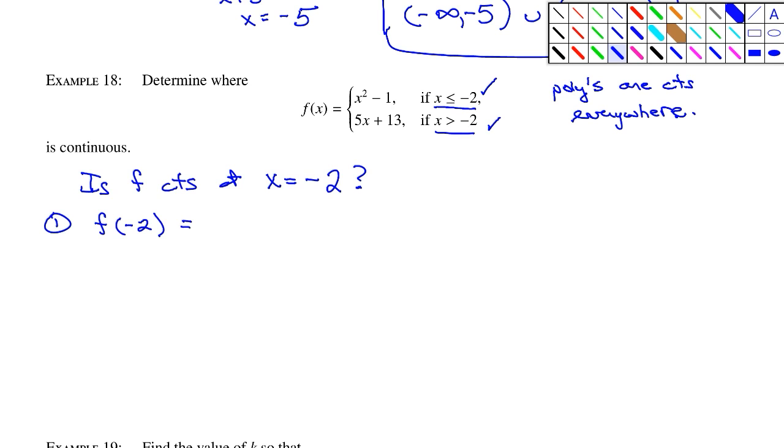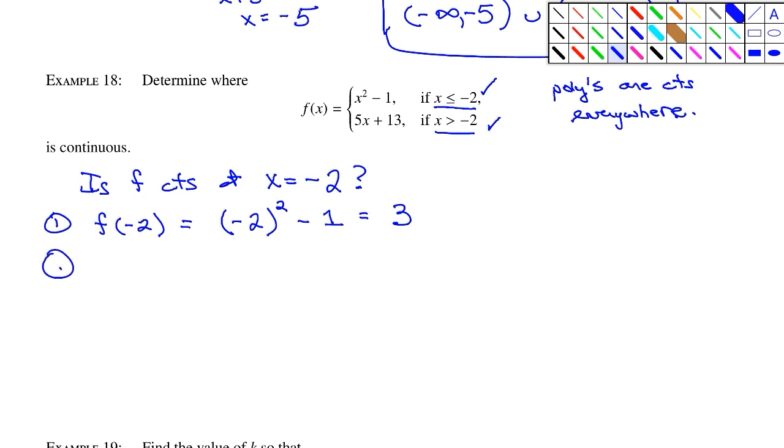Well, for a piecewise function, I plug in -2 into the piece of the function where x is allowed to be equal to -2. That's the top part in this case. So we're going to get -2 squared minus 1, which is equal to 3. And that's the function value at -2.